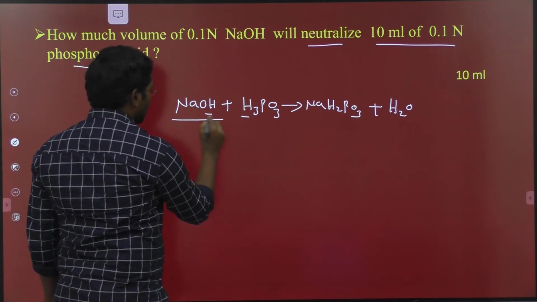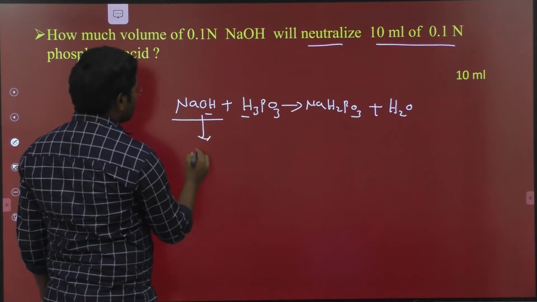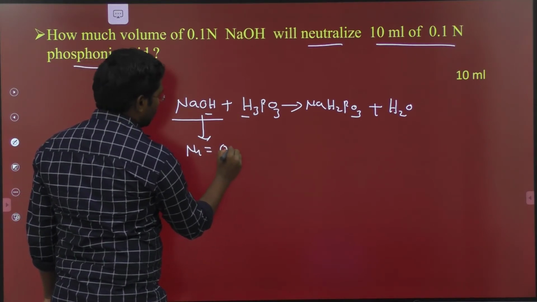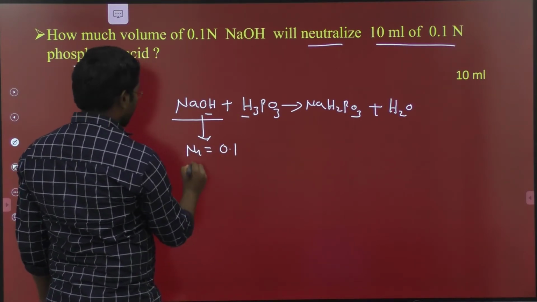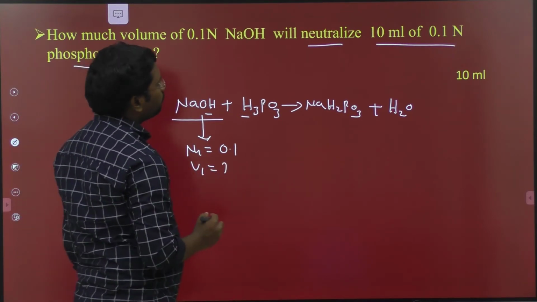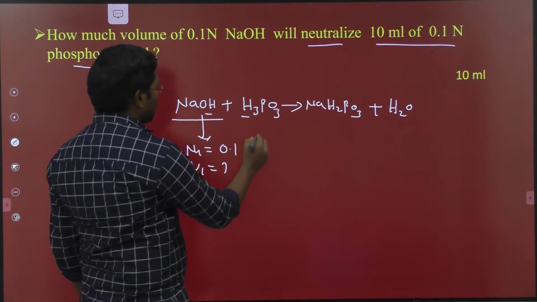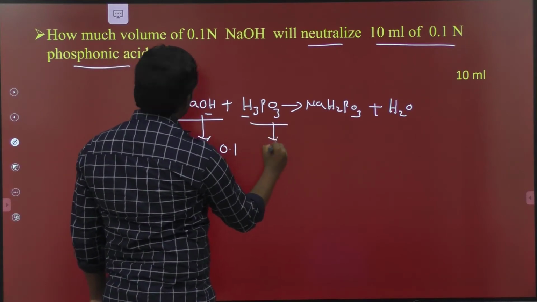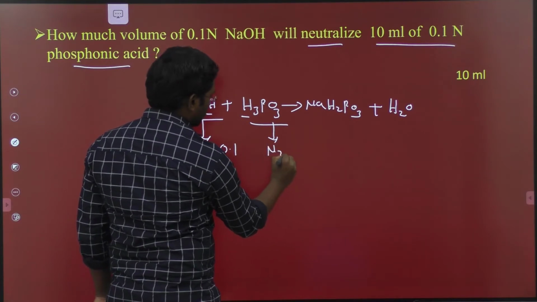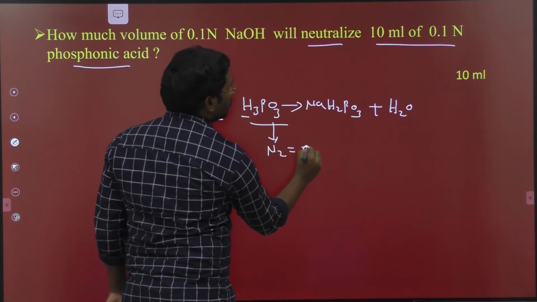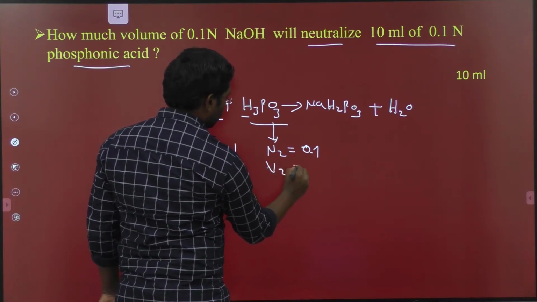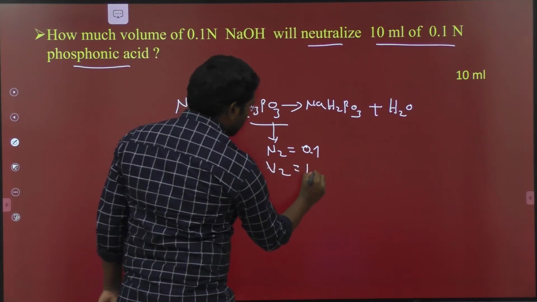So for sodium hydroxide, what is the normality value given? This is termed as the N1 value. N1 is equal to 0.1. We have to calculate the V1 value, the volume of the sodium hydroxide. So in case of phosphonic acid, what are the given values? Phosphonic acid normality is taken as N2, that is equal to 0.1. And the volume is also given, the volume of phosphonic acid is equal to 10 ml.